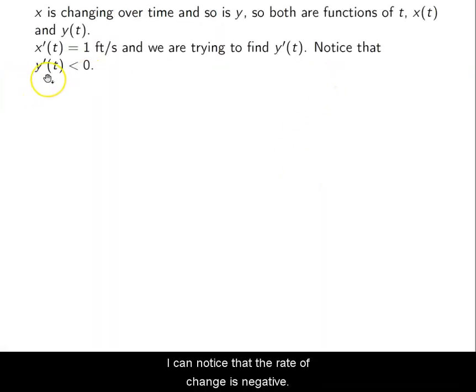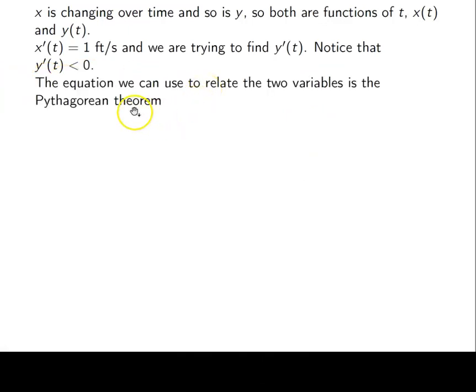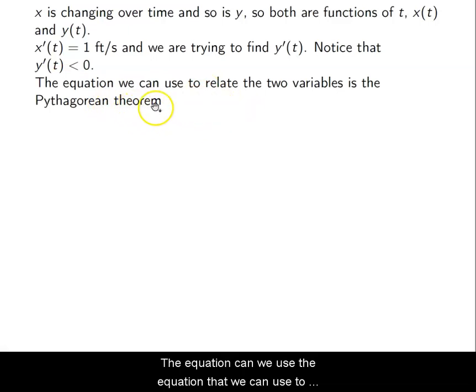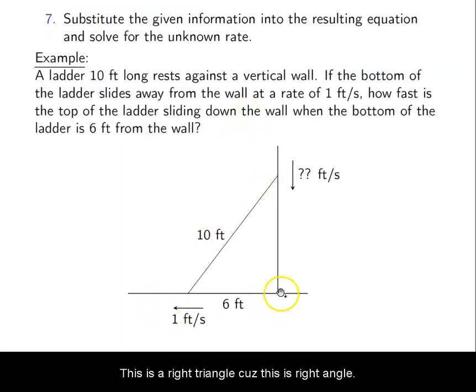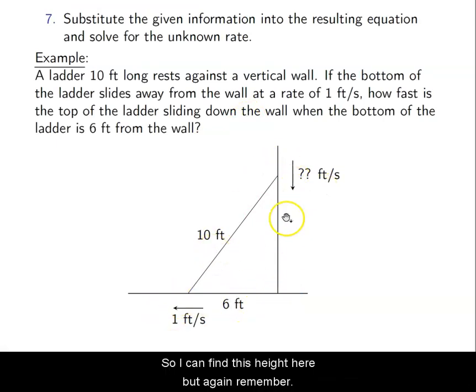Again, notice that the rate of change is negative because I'm decreasing in height, so I should have a decreasing value. The equation that we can use to relate x and y is, of course, the Pythagorean theorem. Again, this is a right triangle because this is a right angle, right? So this is 6, this is 10. I can find this height here, but remember, the height here at this moment is the height at this moment. It's not the rate at which this distance is decreasing. It's just the actual height at the moment.